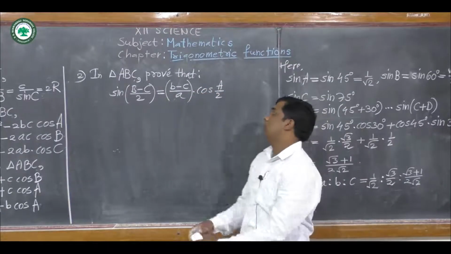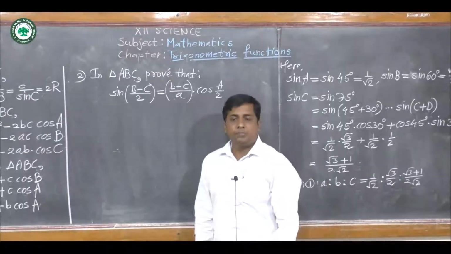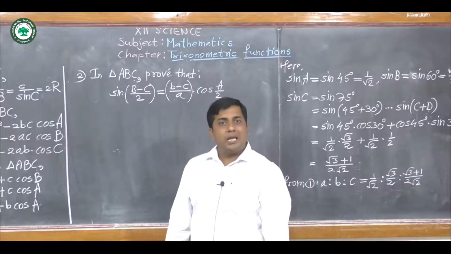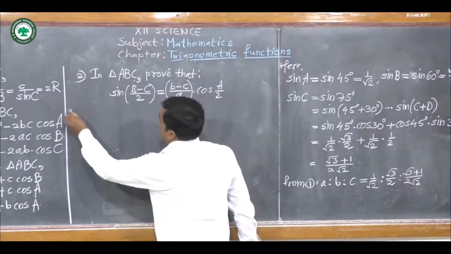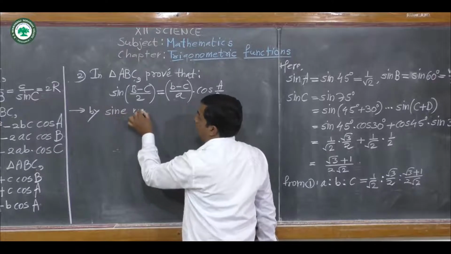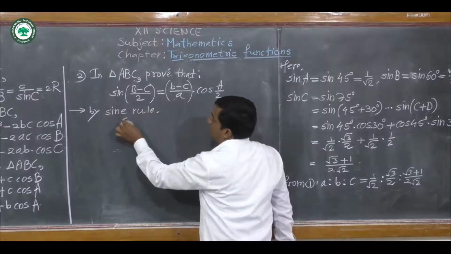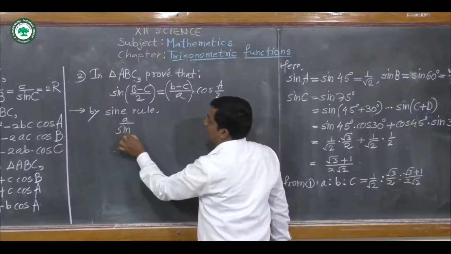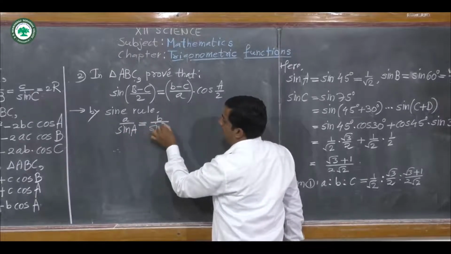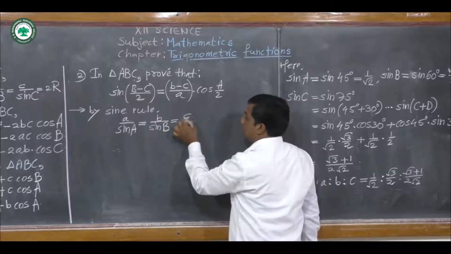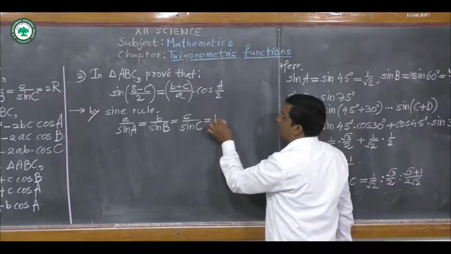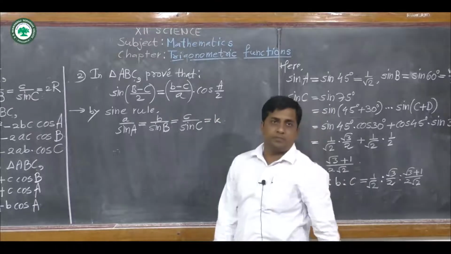Now we have to prove this relation. Here again, by using the sine rule, we prove this relation. We consider our sine rule. By sine rule, a upon sine A is equal to b upon sine B is equal to c upon sine C, and is equal to k, where k is constant.